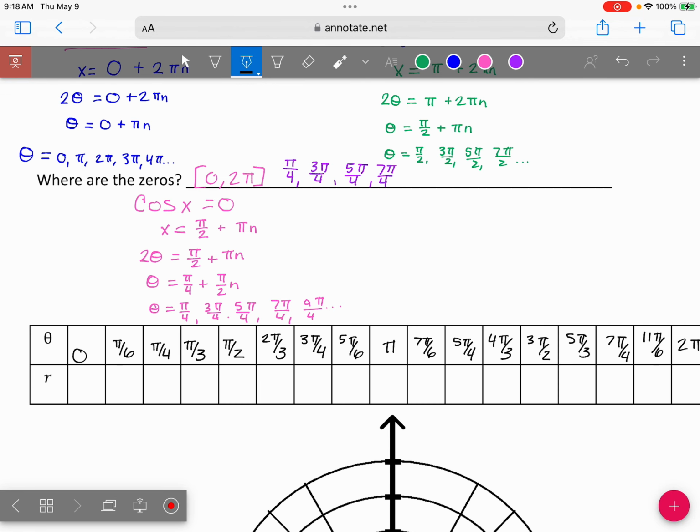Whew, lots of pieces. But I already know a lot of them. All of my zeros, these guys here, all have a radius of 0. So pi over 4 has a radius of 0, 3 pi over 4 has a radius of 0, 5 pi over 4 has a radius of 0, and 7 pi over 4 has a radius of 0. I can fill those in.